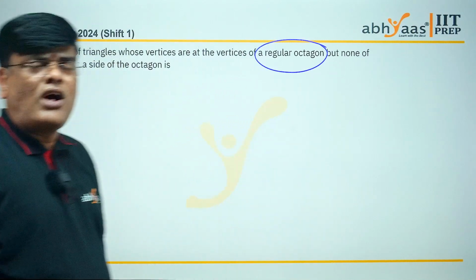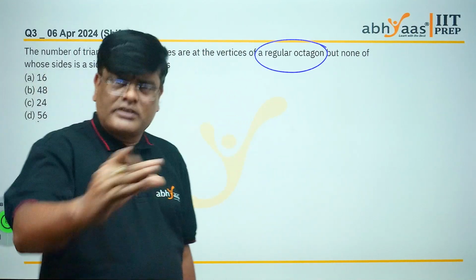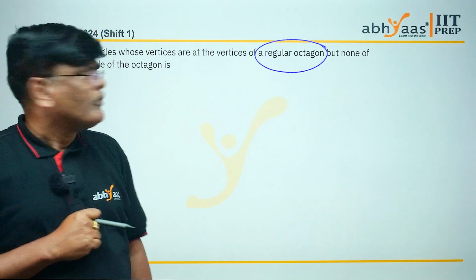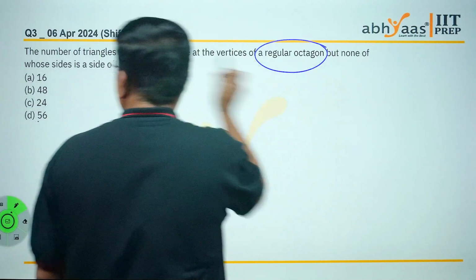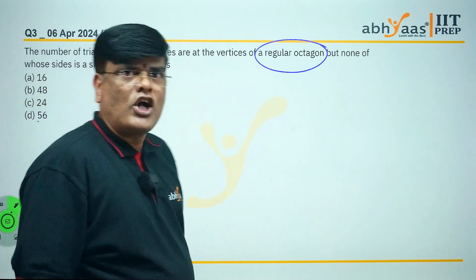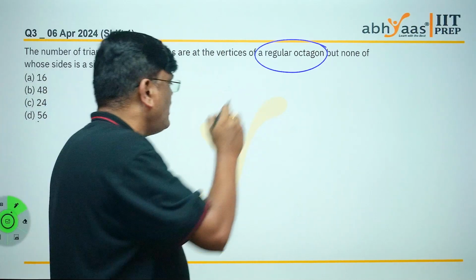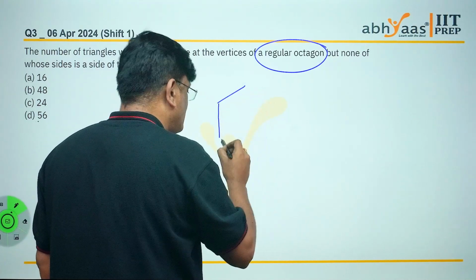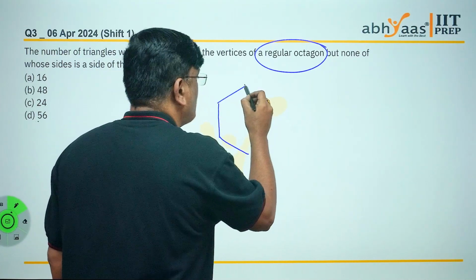Already we know octagon means it is a geometrical figure having 8 sides. But none of whose sides is a side of the octagon. Now I will explain. First, we'll take the octagon. Octagon means it has 8 sides. Okay, I am drawing.